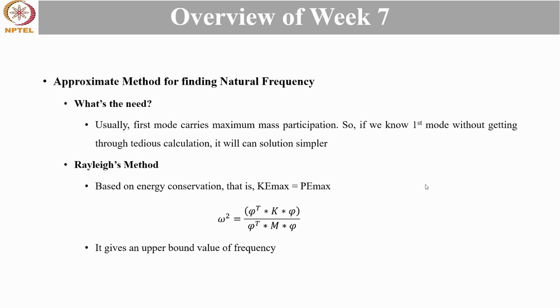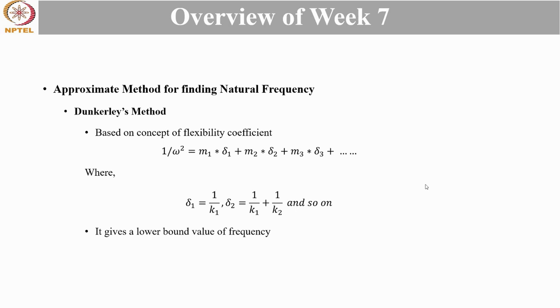Rayleigh's method is based on energy conservation, in which the maximum kinetic energy is assumed to be equal to the maximum potential energy, and thus we obtain the equation as shown, and this provides an upper bound to the actual frequency value. And similarly there is Dunkerley's method, which is based on the concept of flexibility coefficient, and it provides a lower bound to the frequency value.